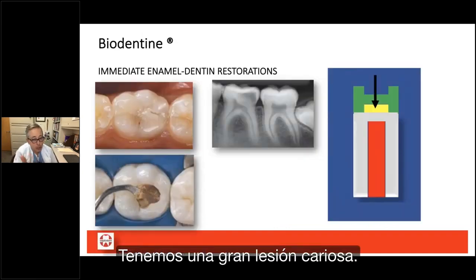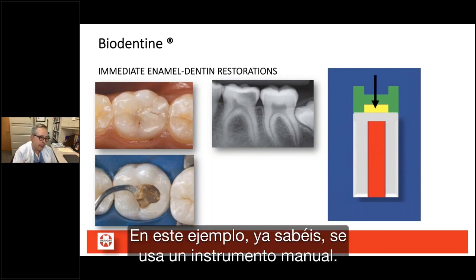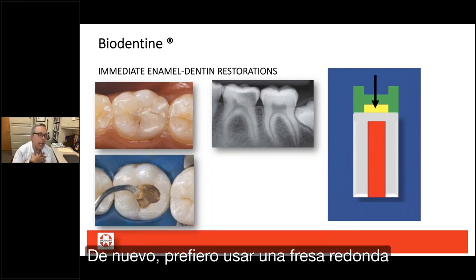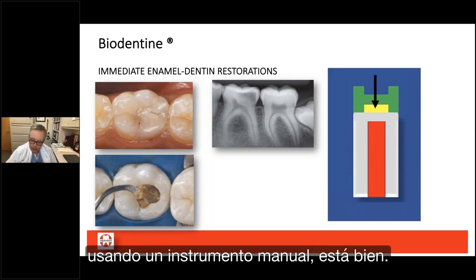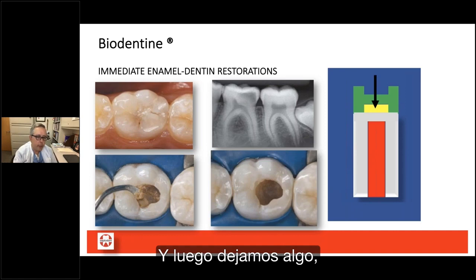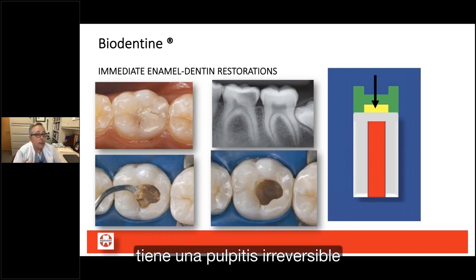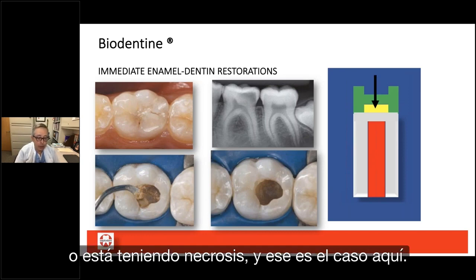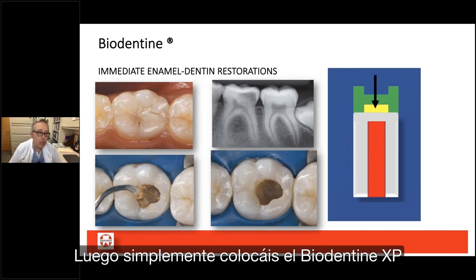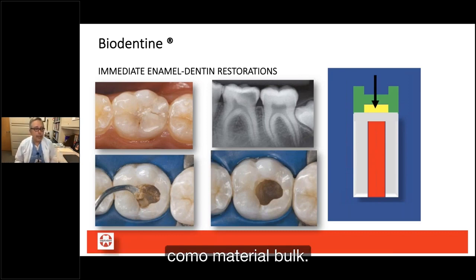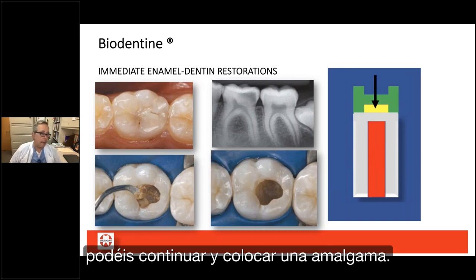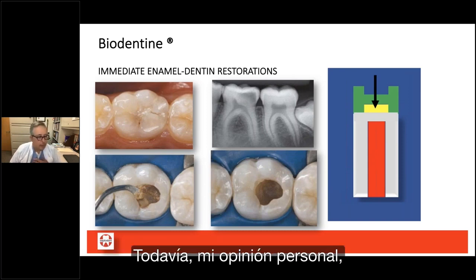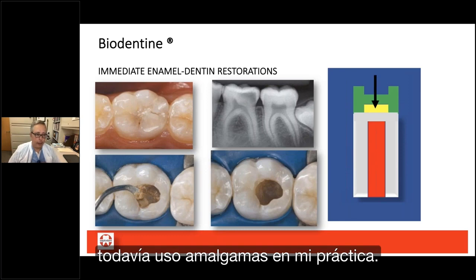We have a large caries lesion. You can see that on the radiograph. In this example, a hand instrument is used. Again, I prefer to use a round burr, but that's your own preference. If you feel more comfortable using a hand instrument, that's fine. And then we leave some, assuming that you don't have any radiographic sign that indicates that the tooth has irreversible pulpitis or necrosis, and that's the case here. Then you just place your Biodentine XP as the bulk material, and over the Biodentine XP you can go ahead and place an amalgam. My personal opinion: I still use amalgams in my practice.